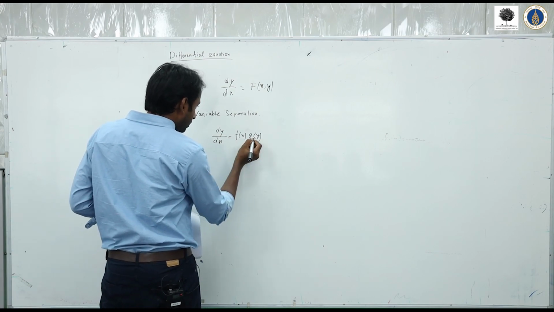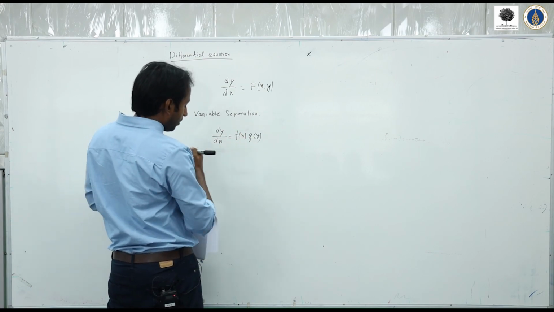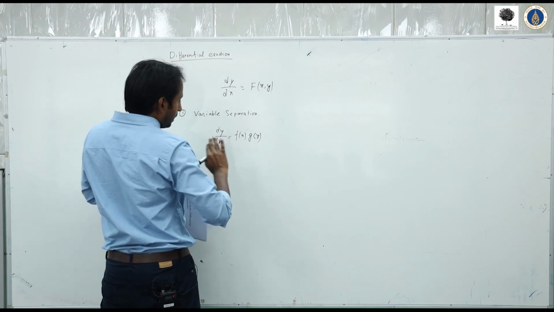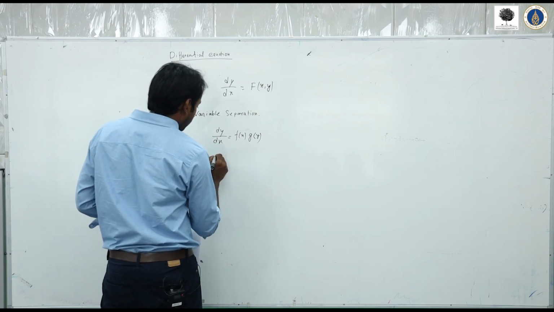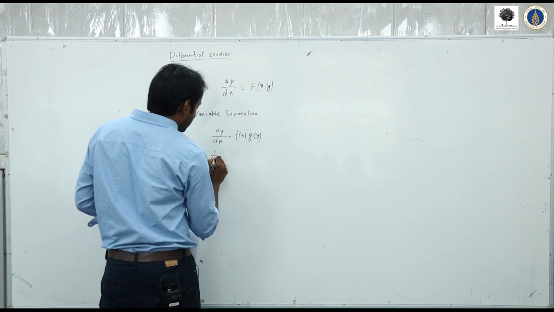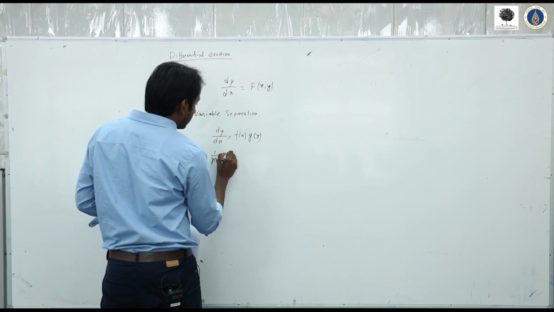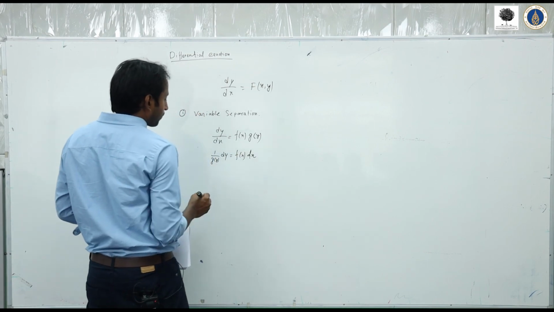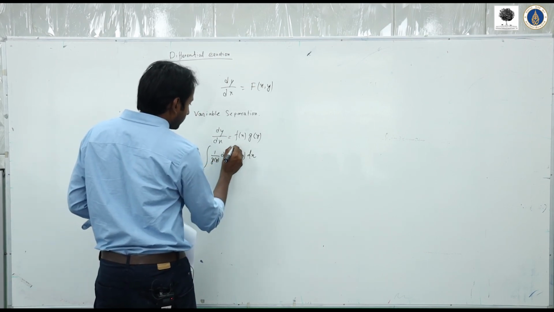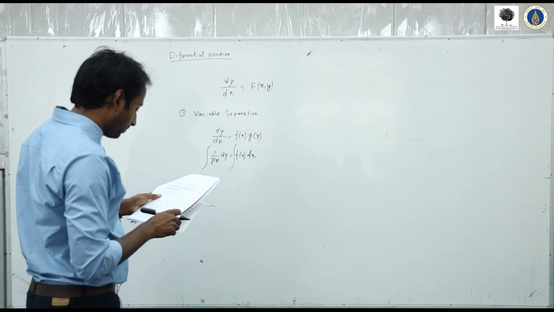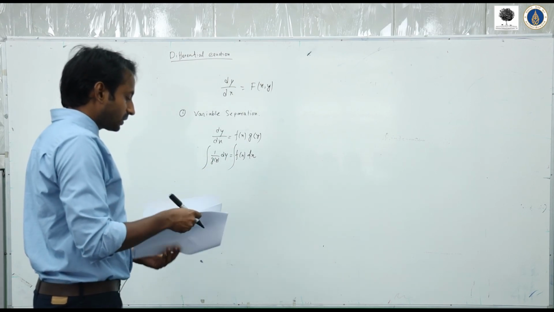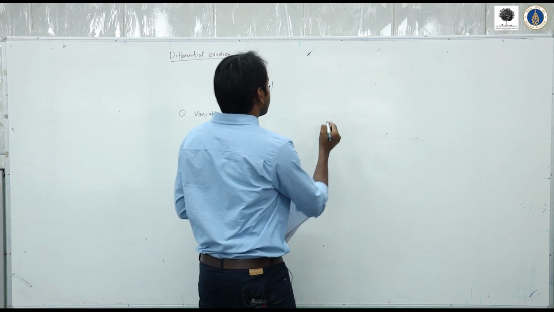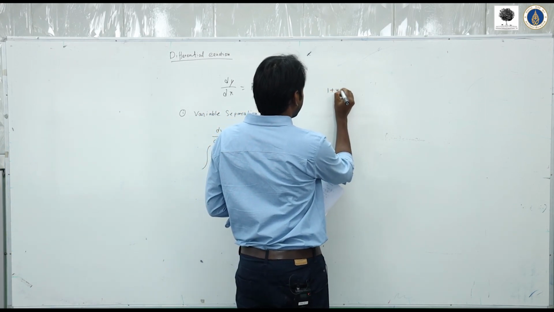So how does it work? The trick is you have to put everything with y and x on the two sides. So we put g of y dy equal to f of x dx. Now, what you have to do to solve it? Just integrate it, that is all. So let us take an example for solving this equation. Suppose we consider this differential equation.